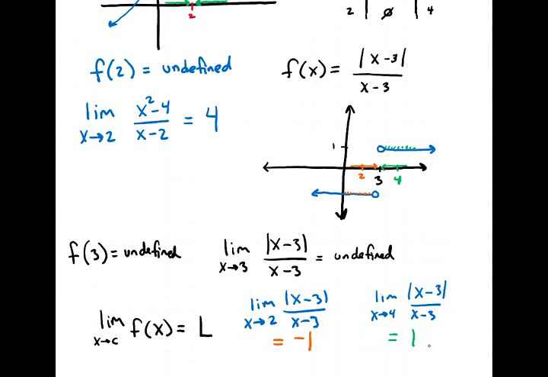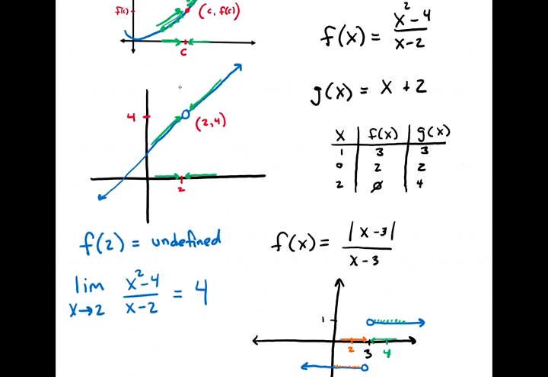So when you have a jump discontinuity, and later on in this chapter, we'll talk about the different types of discontinuities more formally, but there's basically 3 types: holes, jumps, and asymptotes. This first type, a hole, does not affect the limit.